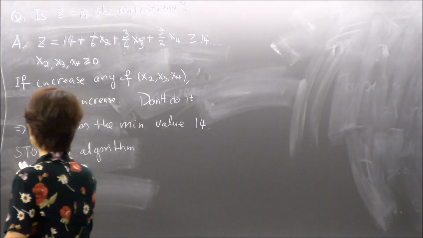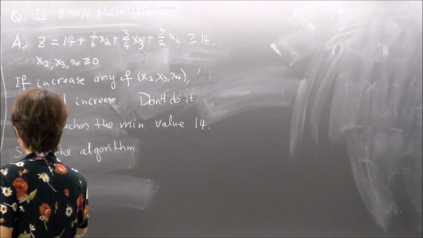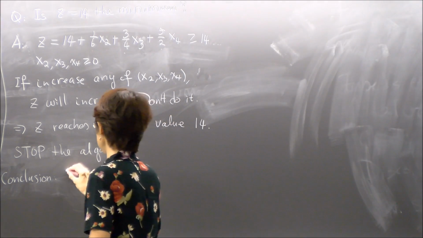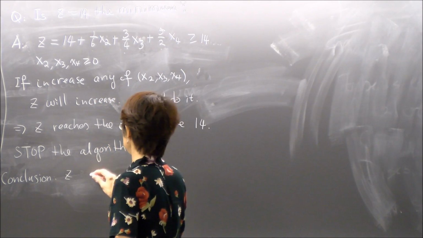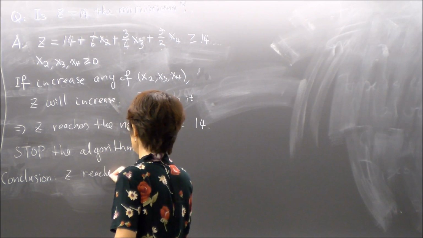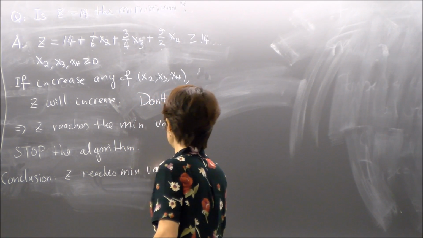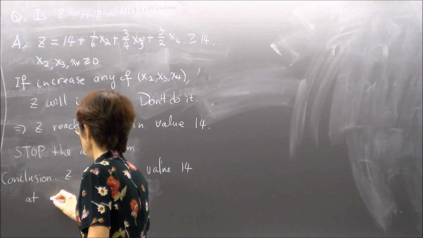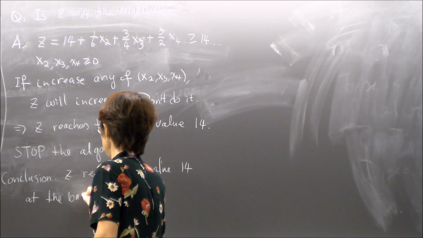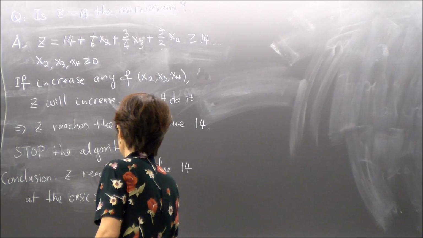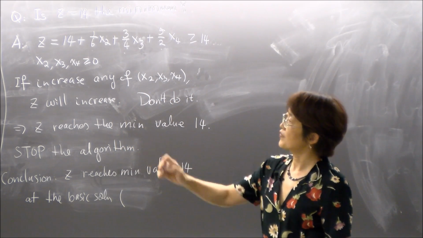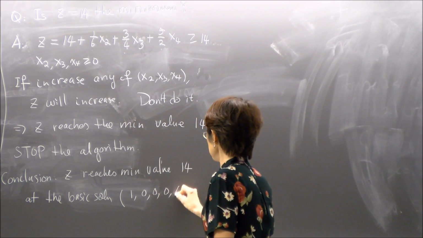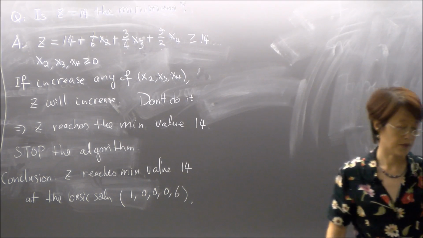Okay, so you can conclude, or your answer, conclusion for this problem, or the answer for it will be z reaches minimum value, which is 14, at the basic solution, one of the basic solution. So the one that we found there, that is 1, 0, 0, 0, and 6.